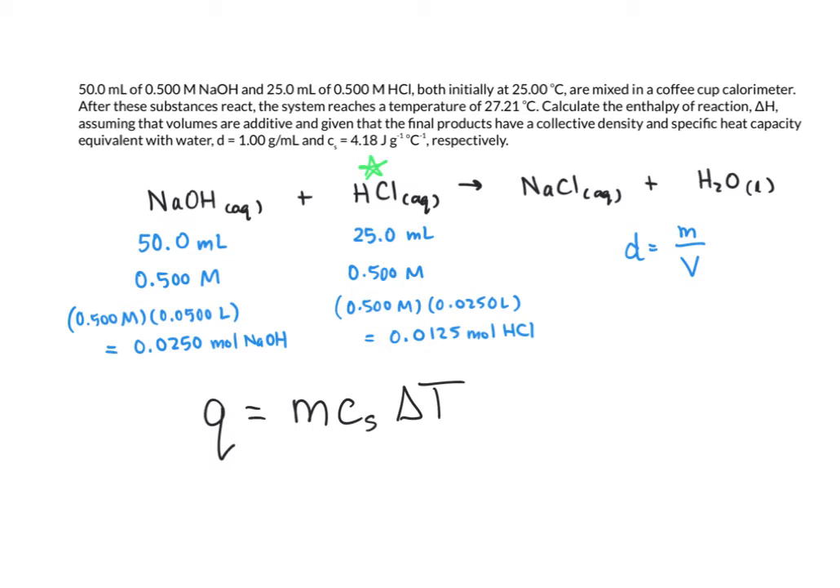If we mix 50 milliliters of sodium hydroxide solution with 25 milliliters worth of hydrochloric acid solution, and those volumes are additive, then in total we get 75 milliliters of solution. We're told that that solution, that 75 milliliters of mixed sodium hydroxide and HCl, has a density equivalent to water, 1 gram per milliliter. To figure out the mass, we can just multiply 75 by 1. Expect that our final products have a combined total mass of 75 grams.